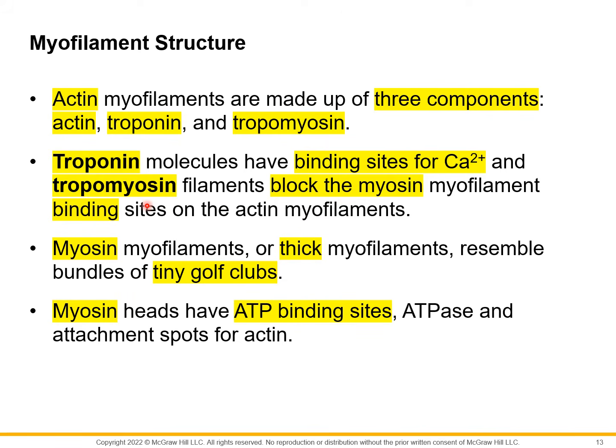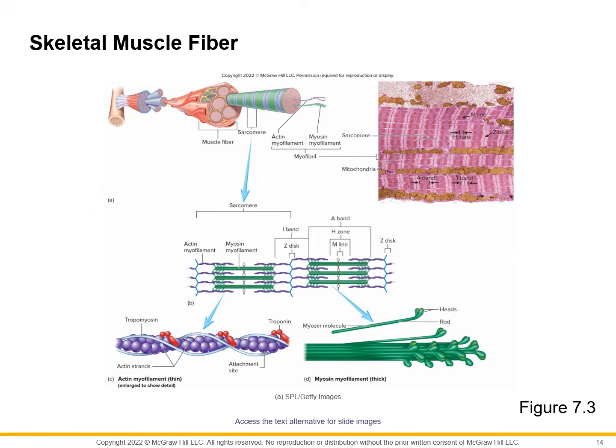And initially, pinipigilan daw po ng tropomyosin na mag-bind yung myosin filaments with the actin filaments. Okay, ulitin natin. Troponin, it binds to calcium. Tropomyosin, it blocks the binding of myosin to the actin myofilament. Alright, so this slide just shows us the general appearance of all the structures that we've talked about. This illustration right here shows us what actin myofilaments would look like and what myosin filaments would look like.